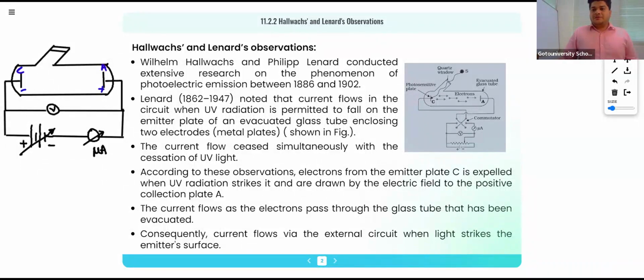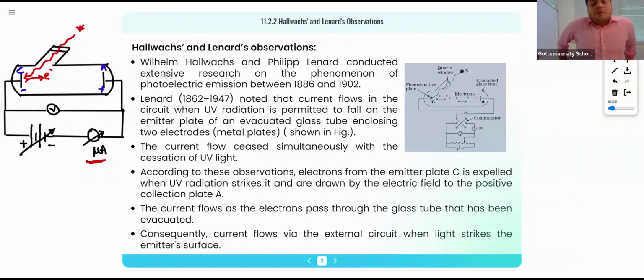See what is happening here. We are striking a light on the collector plate. What we will conclude from here is that electrons will be removed, and those electrons will be pulled by the anode, and we will feel the presence of electrons and current by means of the microammeter.